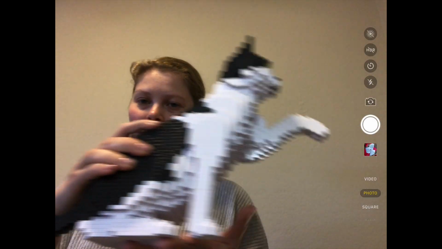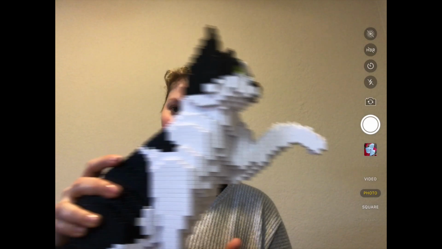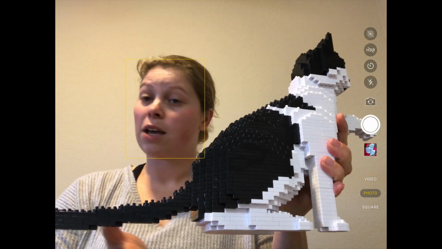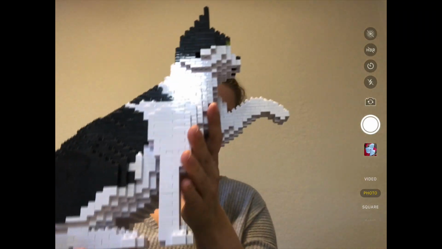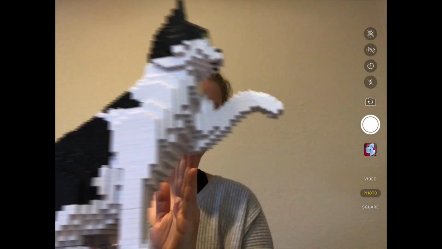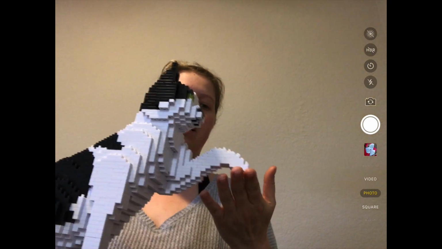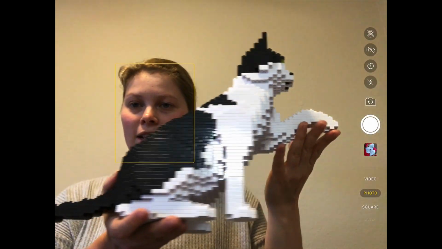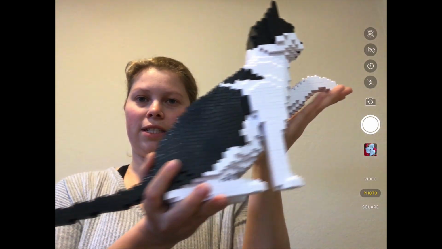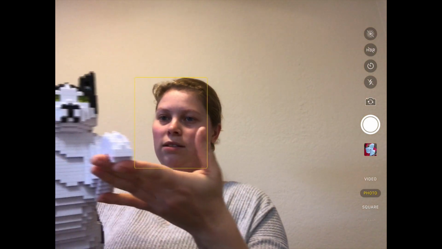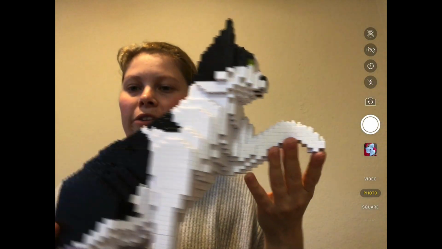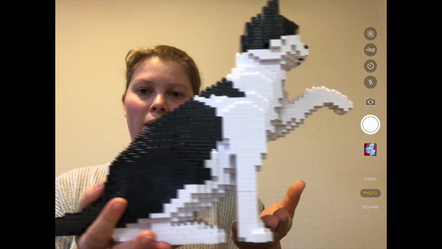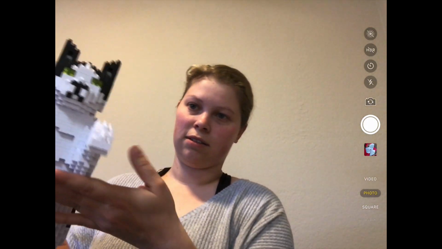My model is this Lego cat. The components of this are the actual Legos itself, and it's representing a cat in the real world. You'll notice the size and the shape are very similar to a real cat, and it has some of the similar features: tubby belly, 4 legs, piercing green eyes.